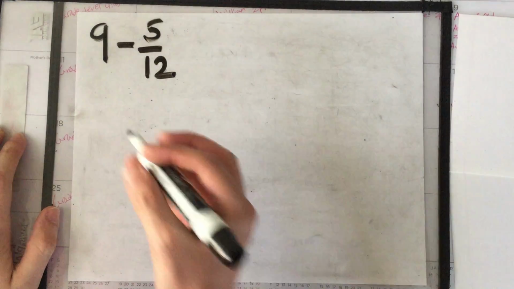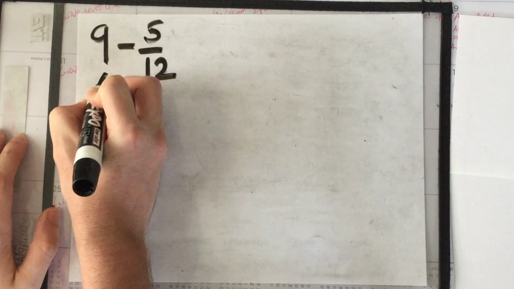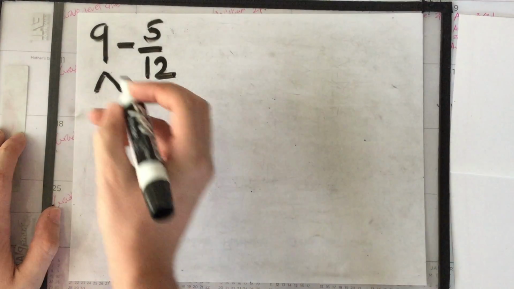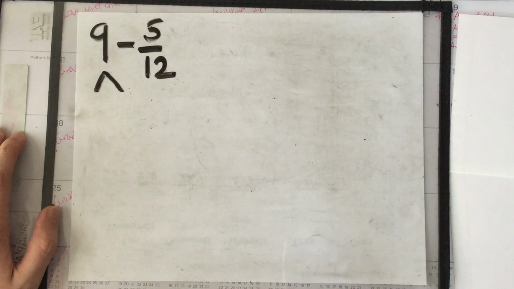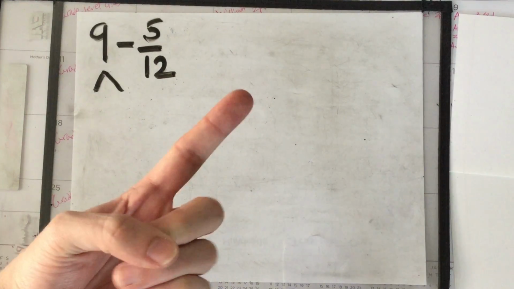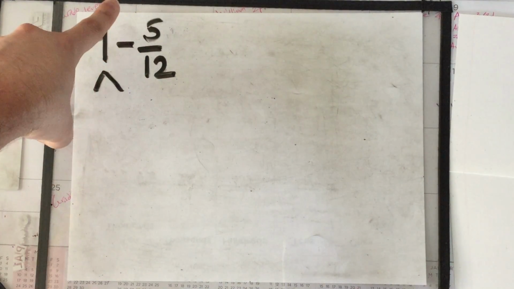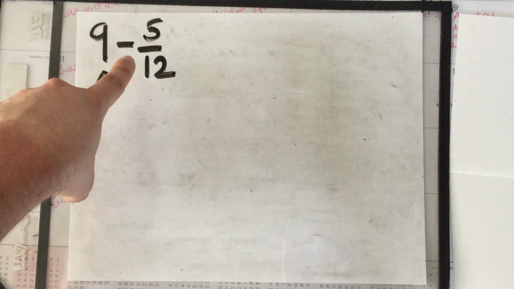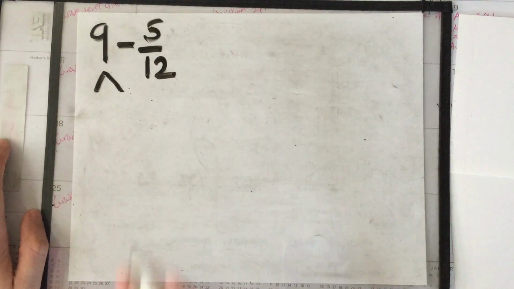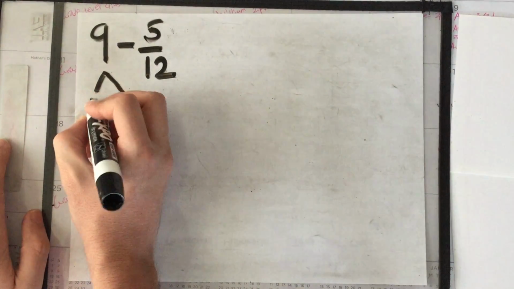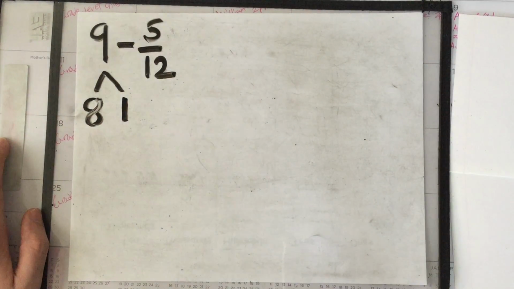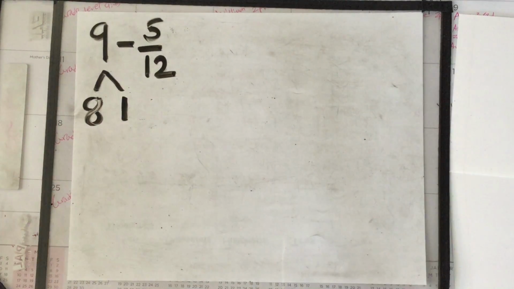I'm only going to take away one whole out of here, and here's why. I don't need all of the whole numbers, because I know that 5/12 is less than 1, because the number on the top, the numerator, is smaller than the number on the bottom, the denominator. Because of that, I know that this fraction is less than 1. So I only need 1 to take away from. So I'm going to break my 9 into 8 and 1. And then I'm going to change this 1.